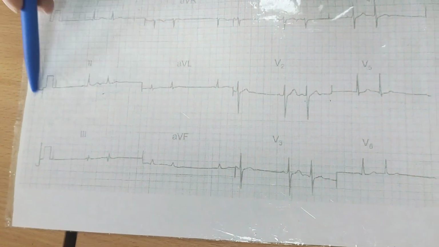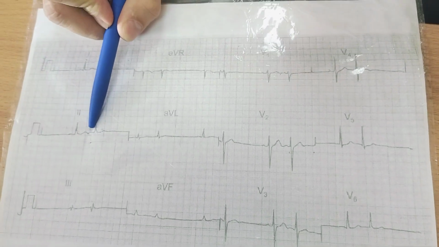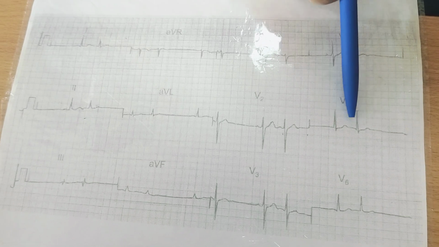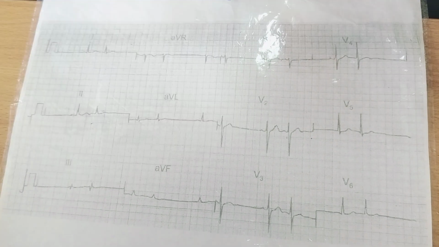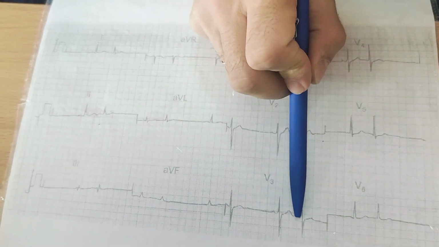This card is good, it's normal. P is here, it's not clear. Let's check another lead. P is present. Not clear. So this P and this P, this P and this P look different.